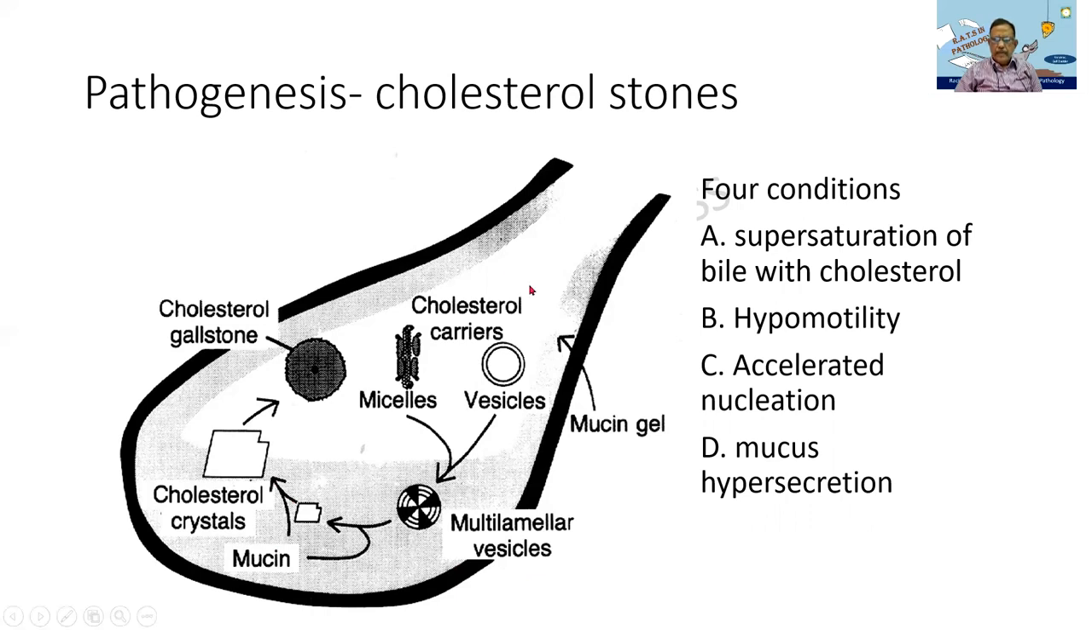So you will have to explain this. One is supersaturation, two is hypomotility, third is nucleation, with further growth by accretion, and these can be precipitated by hypersecretion of the mucus. So cholesterol crystals are formed, and ultimately you get the cholesterol gallstone. This you must write in the pathogenesis.